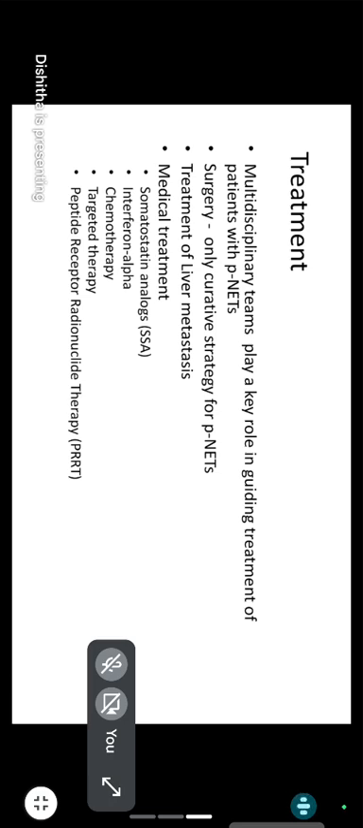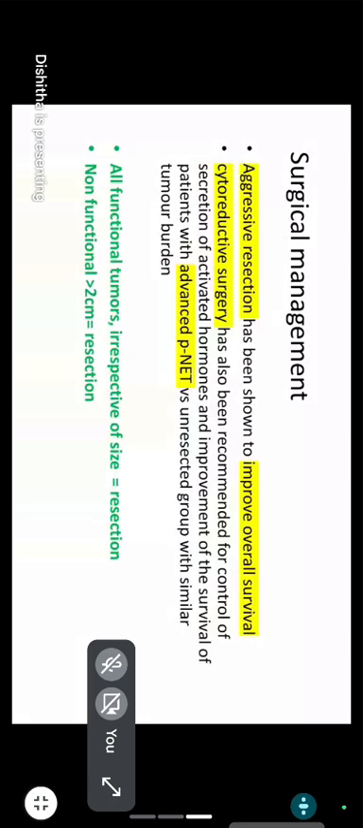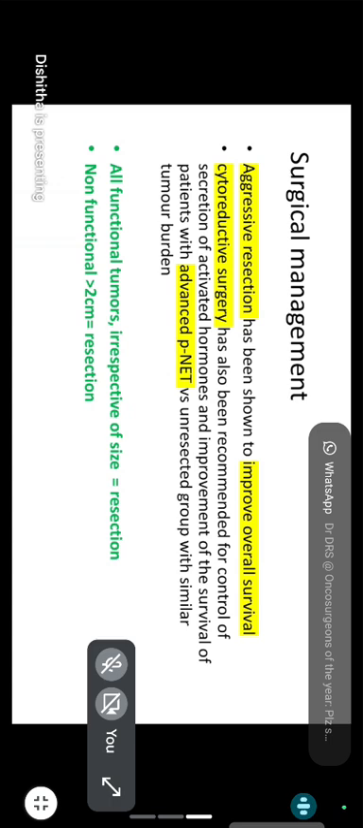Treatment for liver mets can include TACE, TARE, liver ablation therapies, and medical treatment will include somatostatin analogs, interferon alpha, chemotherapy, targeted therapy like everolimus, sunitinib, or PRRT. So surgical management is known to be curative. Aggressive resection has been shown to improve overall survival.